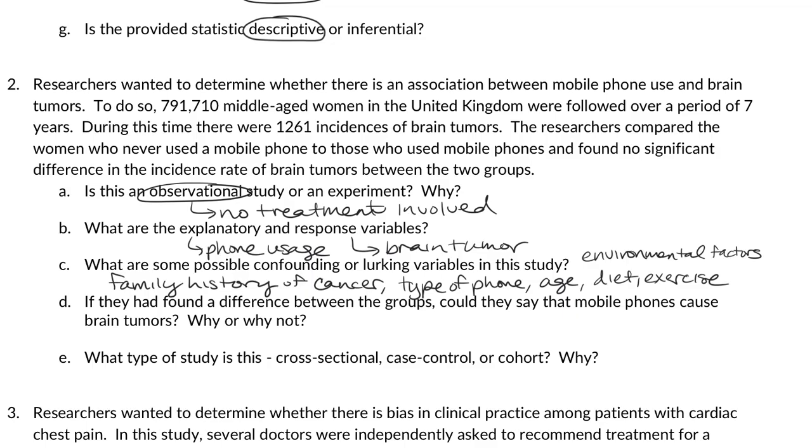If they had found a difference between the groups, they found no significant difference. But let's say they had found a difference between the groups. Could they say that mobile phones cause brain tumors? Let's go back to the question, what kind of study did we do? Can we do cause and effect from observational? No. So even if we found a significant influence there, we could not say causation because this was observational.